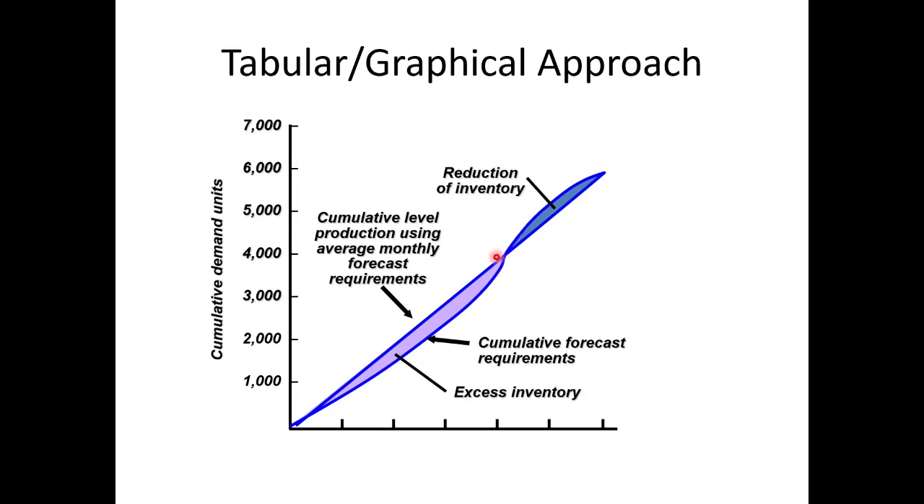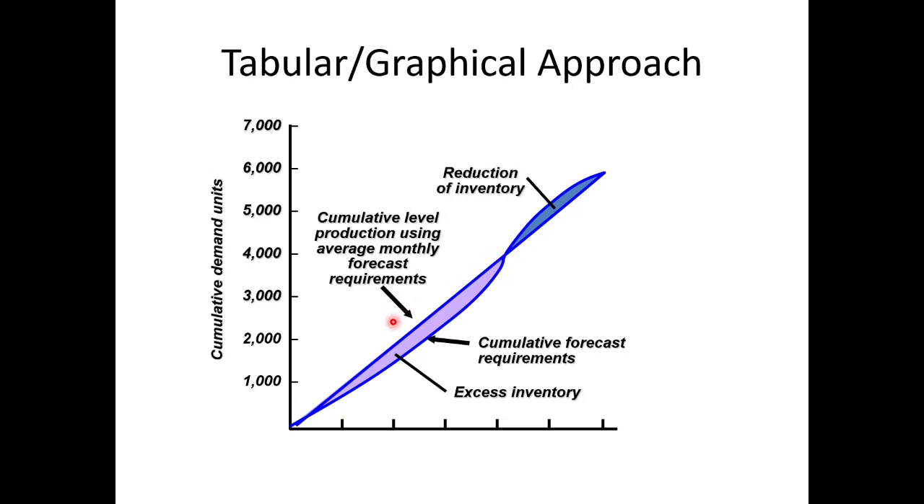So this illustration gives you an idea about the tabular graphical approach. It's basically based on the concept of comparing the cumulative forecasted demand with the cumulative production capacity, and what you are trying to do is see in which periods we are going to keep inventory, in which periods we are going to have subcontracted quantities, or we can just withdraw the quantities that are made available in inventory, and so on.